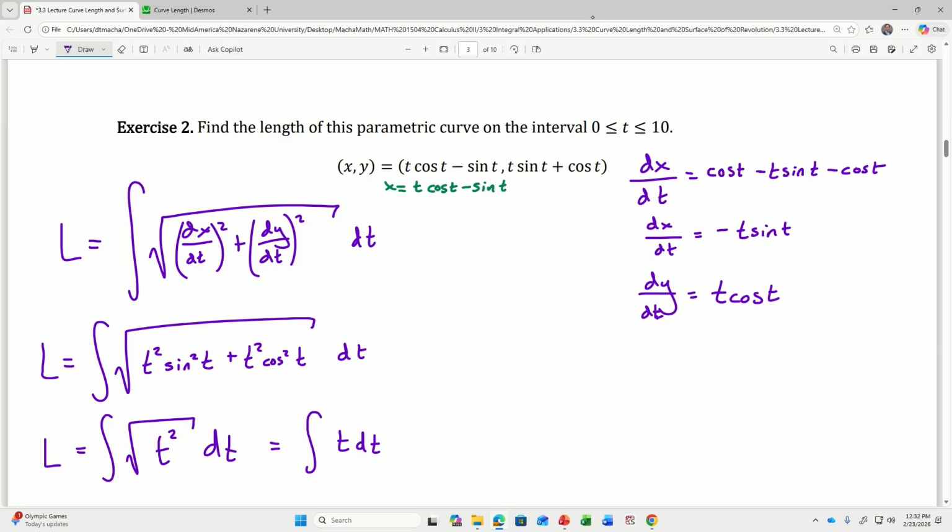And our lower bound was always 0, and our upper bound was always 10. So I'll go ahead and throw in my lower bound and upper bound here. Now when I take the antiderivative of t, I get what? 1/2 t squared. And I've got to plug in 10 and 0 here. And 10 squared is 100. Half of 100 is 50. Nice. So the length of that parametric curve on the interval where t goes from 0 to 10 is 50.